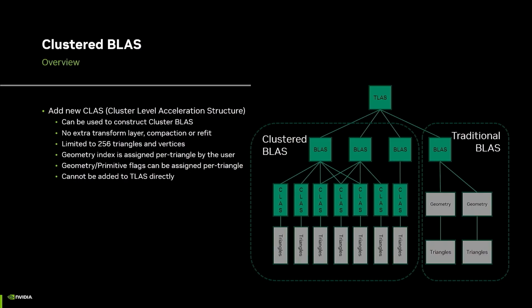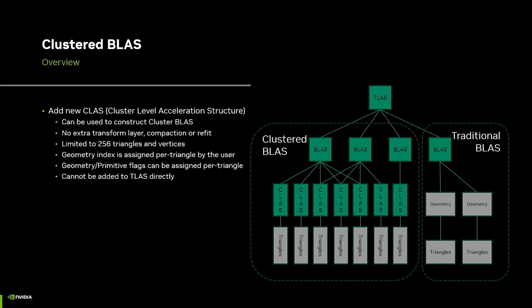So clustered BLASs are really about this new object type we're adding to the ray tracing API, the cluster level acceleration structure, which will represent a small grouping of triangles. And out of these CLASs, you will then construct a BLAS. We call this BLAS a cluster BLAS, but for most intents and purposes, it will behave the same as any other BLAS in your title.